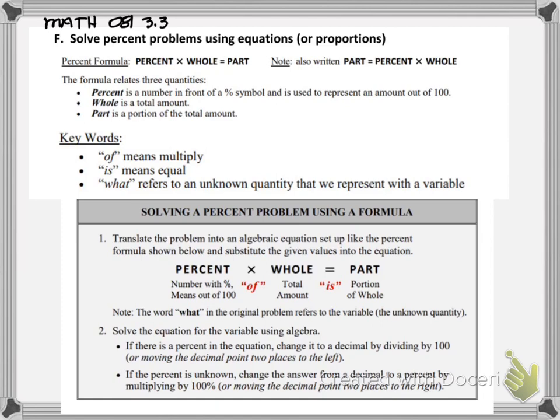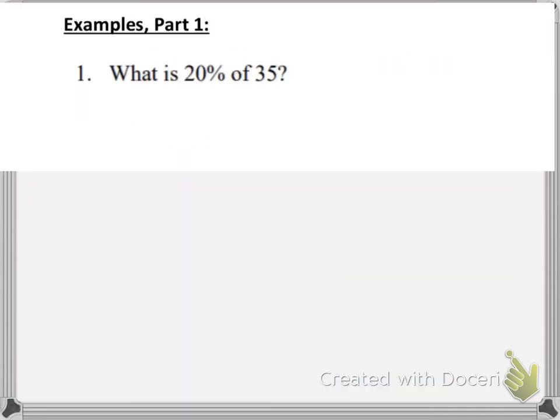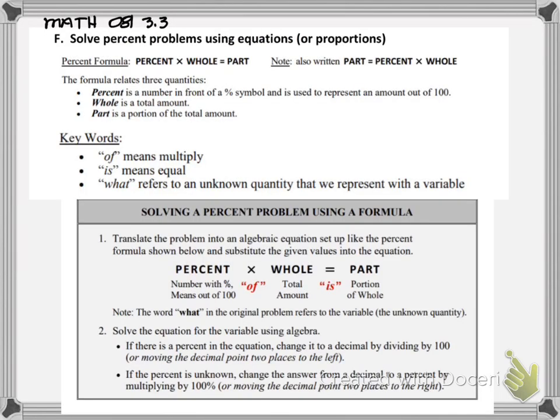Okay, so let's review some vocabulary. We're going to be given a problem that maybe looks like this. What is 20% of 35? Anytime I see the word of, I'm going to write the multiplication sign. Anytime I see the word is, I'm going to write the equal sign. And anytime I see the word what, well, that's a variable, so I'll probably just use the letter X.